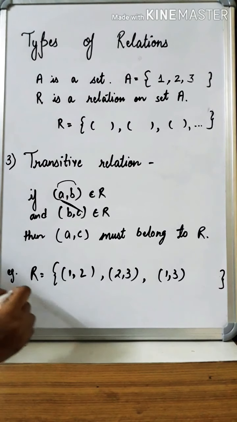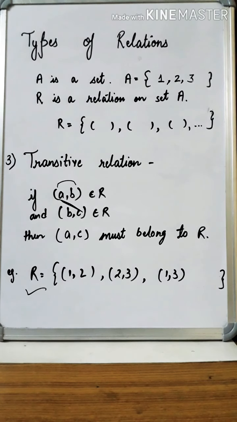So what we have studied, there are three kinds of relations: reflexive relation, symmetric relation, and transitive relation. So this is all about relations. Now we will move forward to some examples and questions.